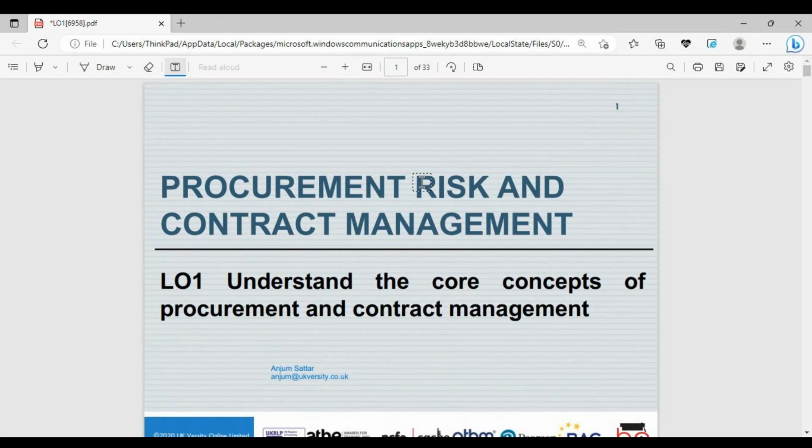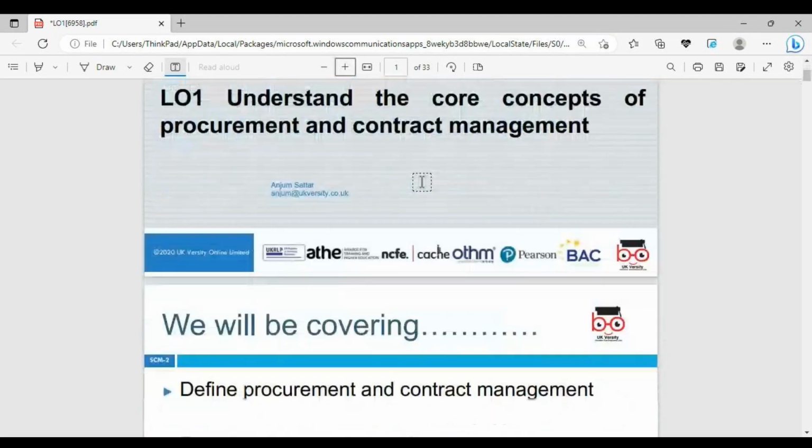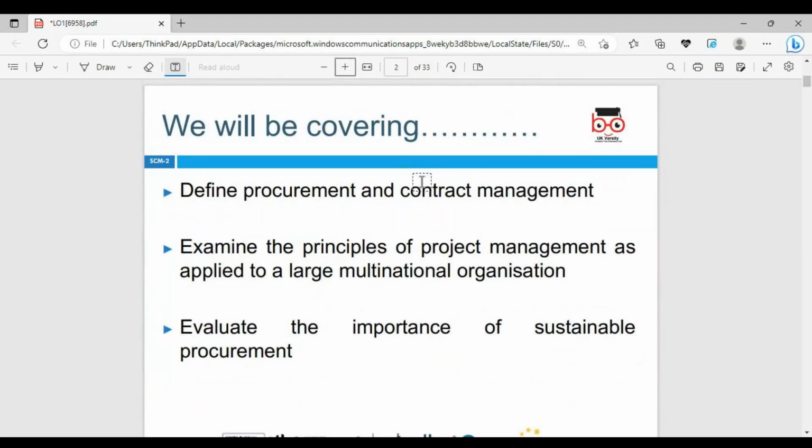Management is all about the task. Management is a discipline. The success of anything, at procurement, at delivery, at supply, we can look at the success of managers. Yes, so L1 is to understand the core concept of procurement and contract management. That will be the key in our discussion in today's lesson. So define procurement and contract management, and examine principles of project management as applied in large multinationals.